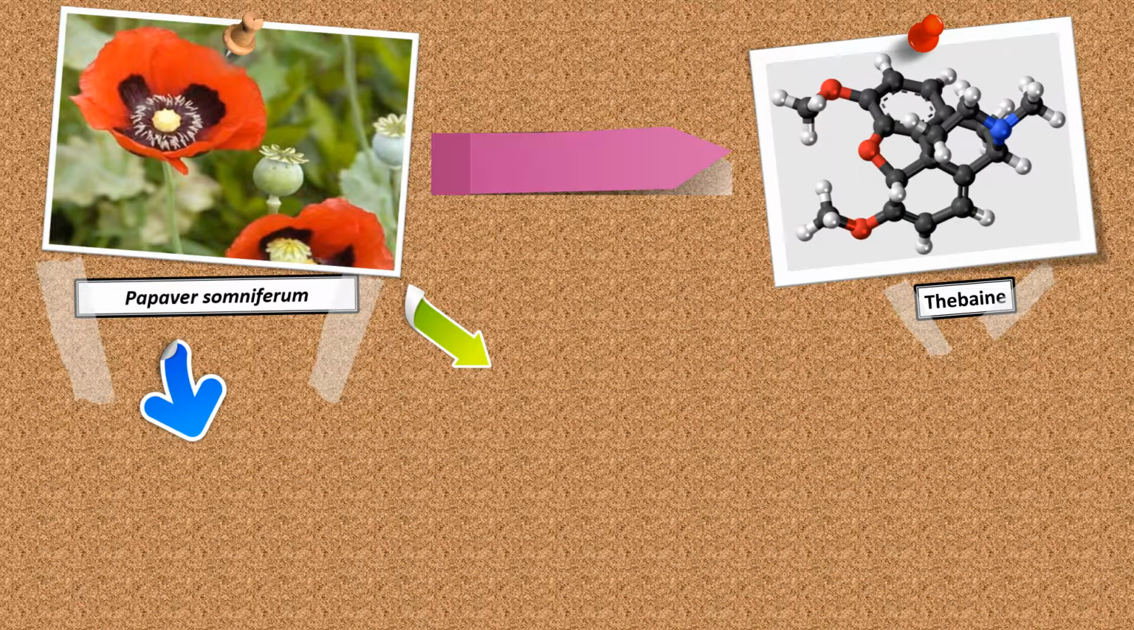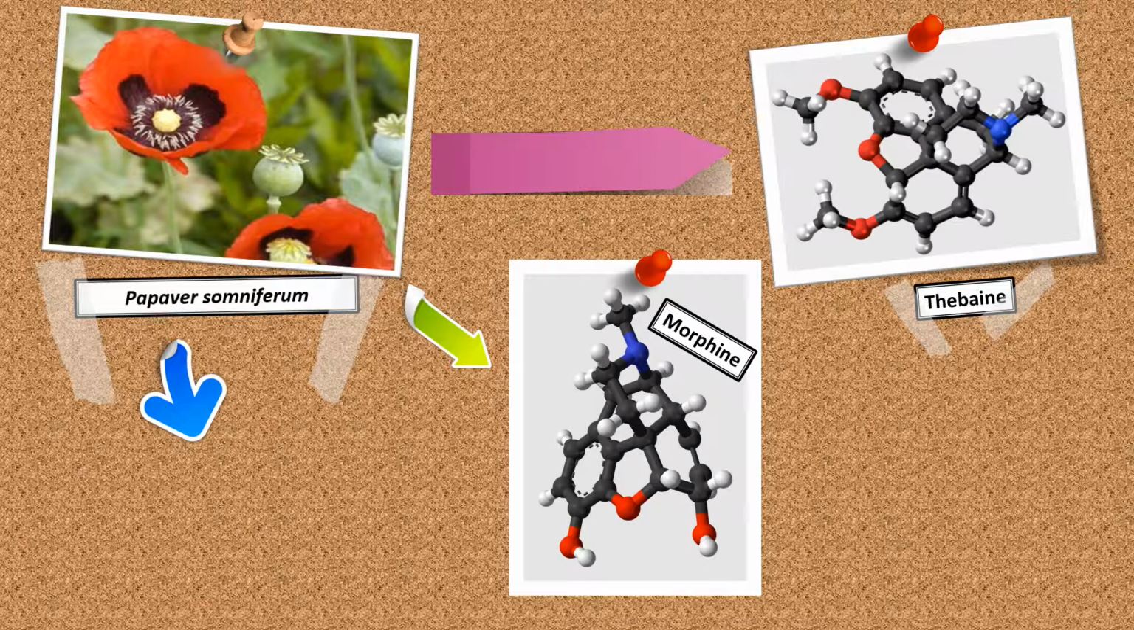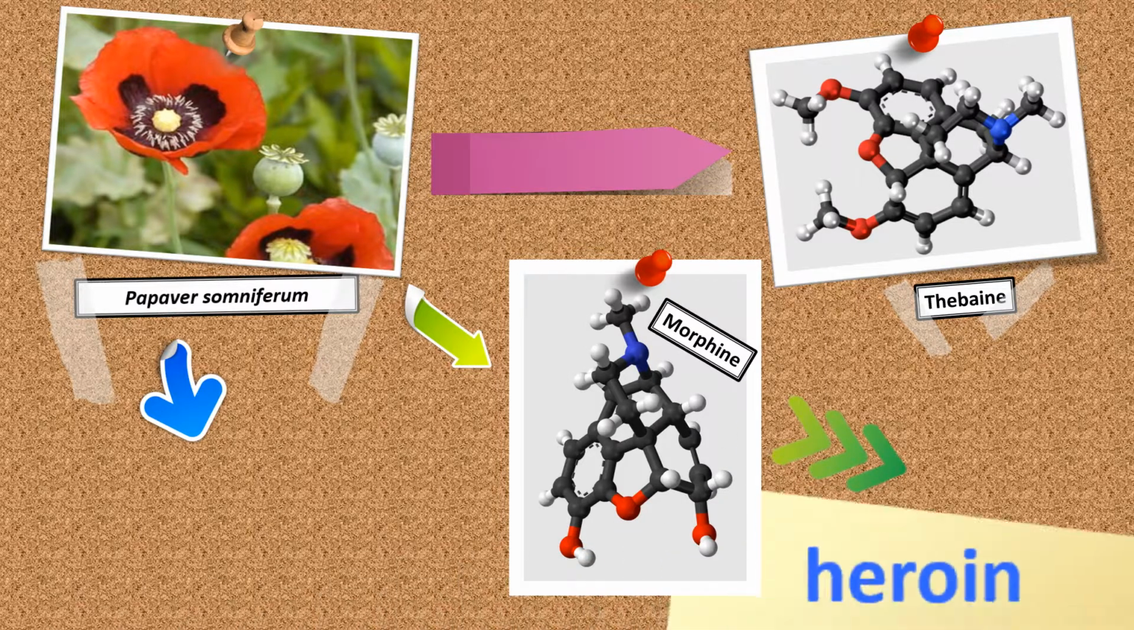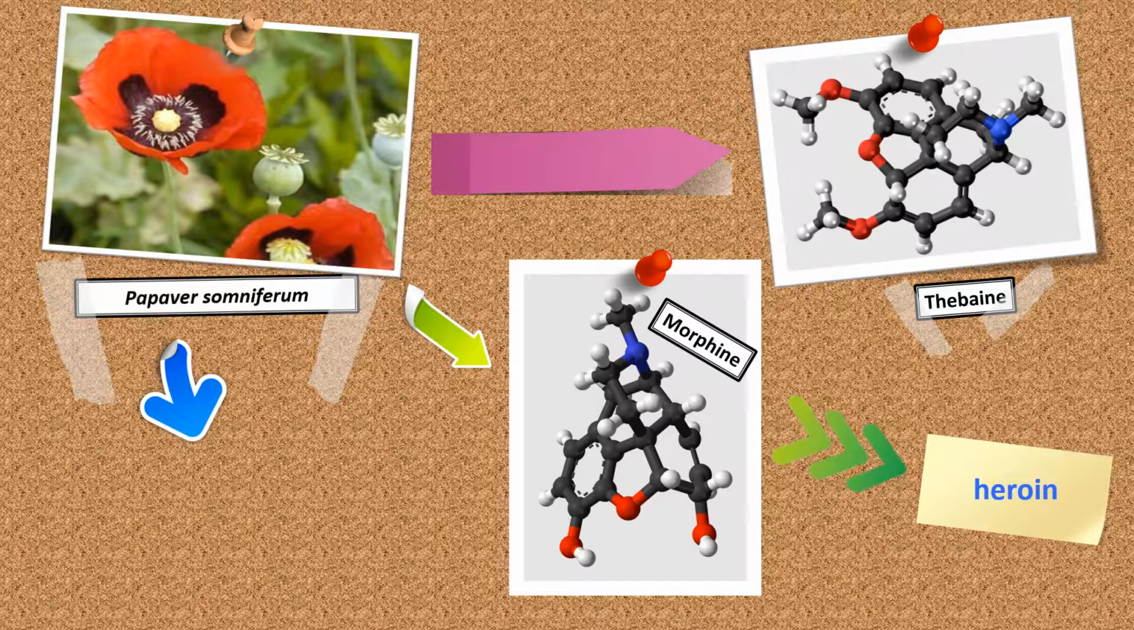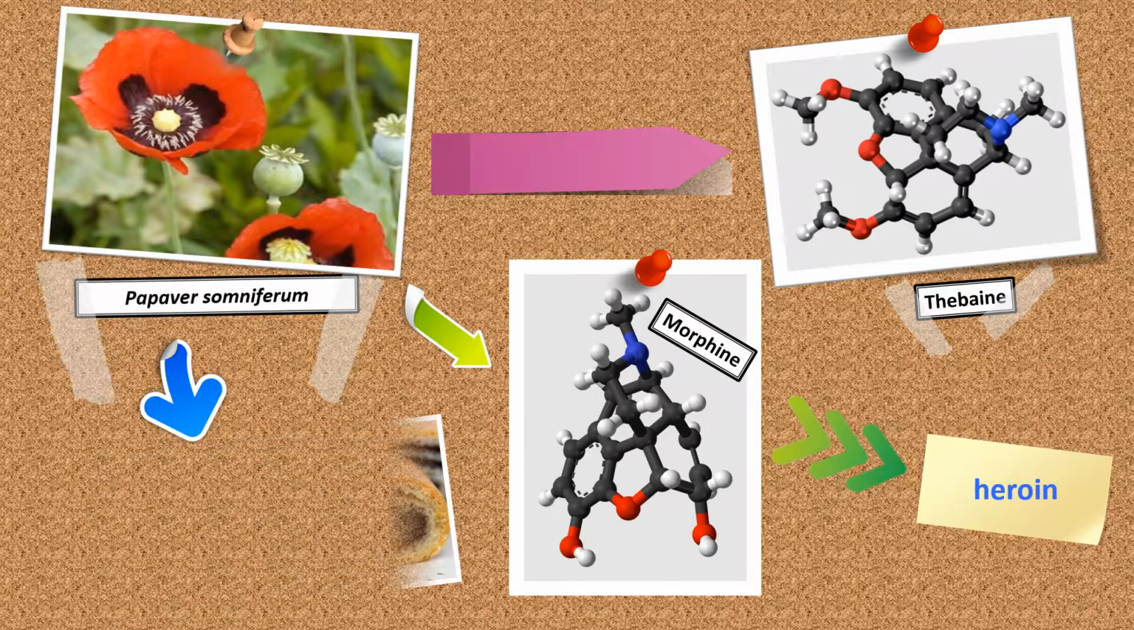Papaver somniferum also produces thebaine, but more so is the major source of another opiate alkaloid, morphine. Morphine is what is used to synthesize heroin. In addition, somniferum is where we get poppy seeds to make yummy pastries and bagels and such. Despite their being delicious, we won't be talking about this use.